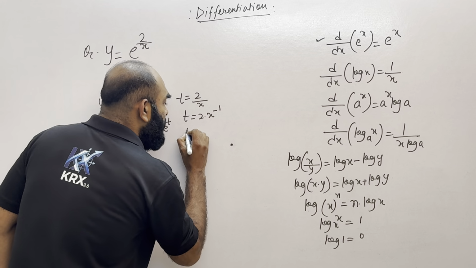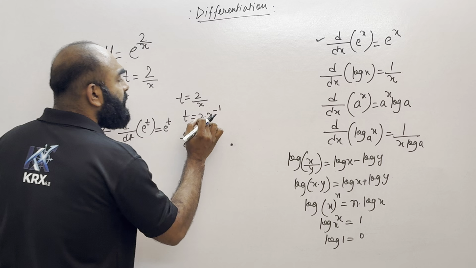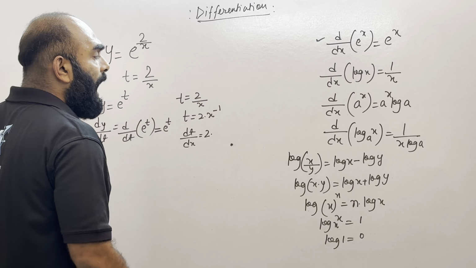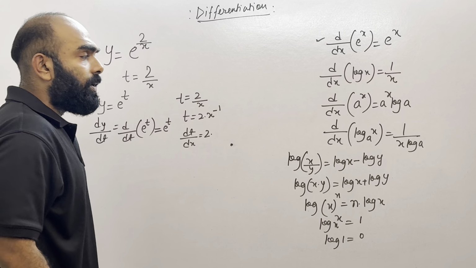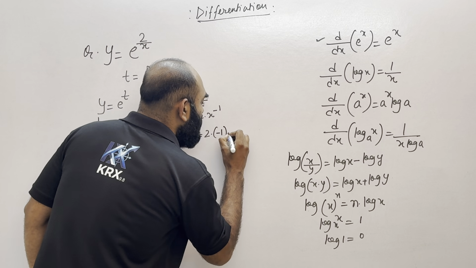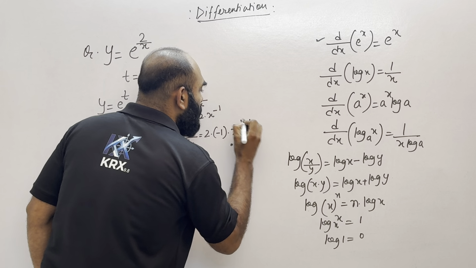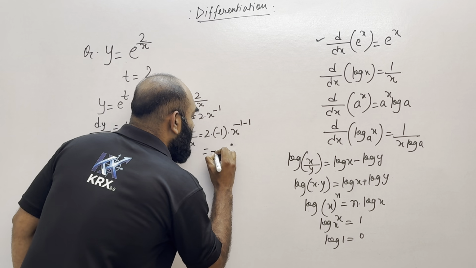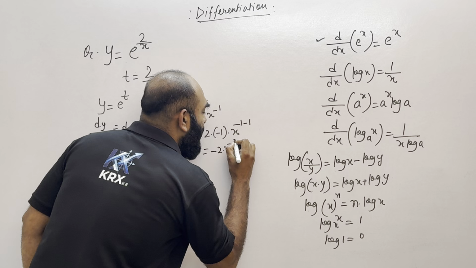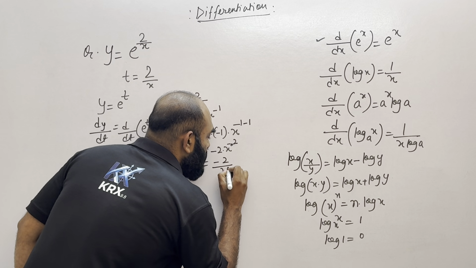If I differentiate dt by dx, whatever the constant, take the constant outside and then differentiate x to the power minus 1. The differentiation of x to the power n is n into x to the power n minus 1, so minus 1 minus 1. It becomes minus 2 into x to the power minus 2, which is written as minus 2 by x square.